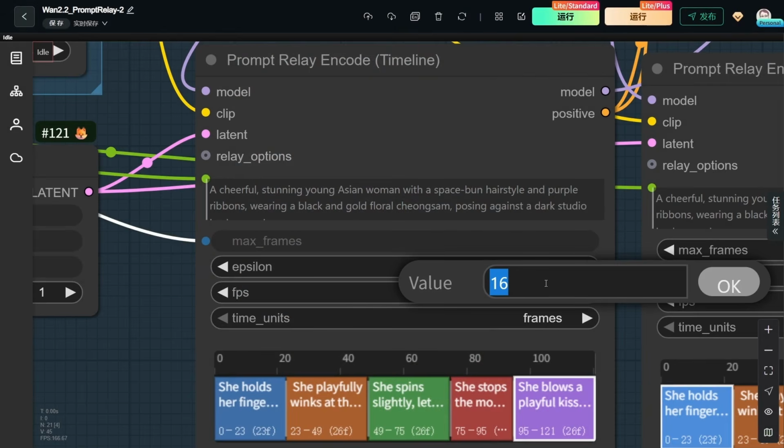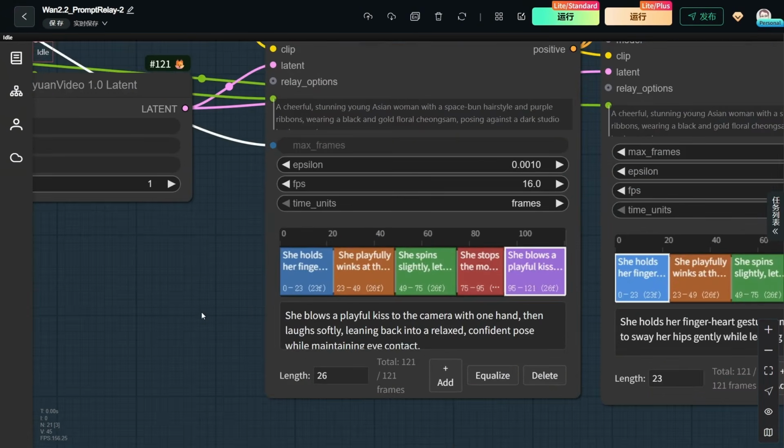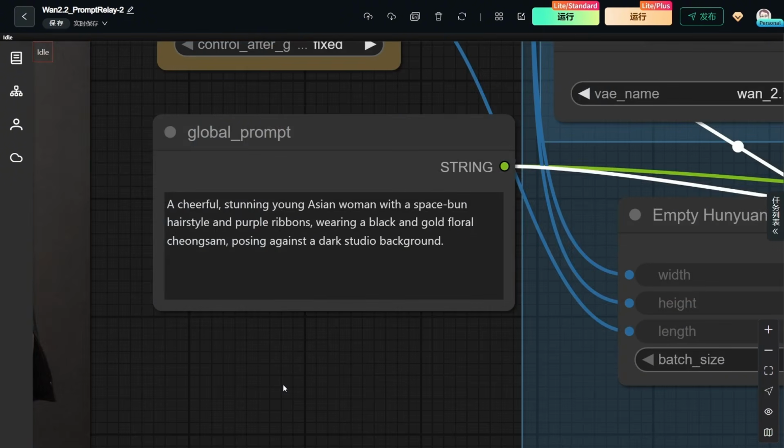In Wan 2.2, we generally use 16 frames per second. Therefore, for the same number of frames, Wan 2.2 will display for a longer time. Now, the most critical node down here is the PromptRelayEncodeTimeline. Inside this node, we can see two layers of prompts. The first one is what we call the global prompt.